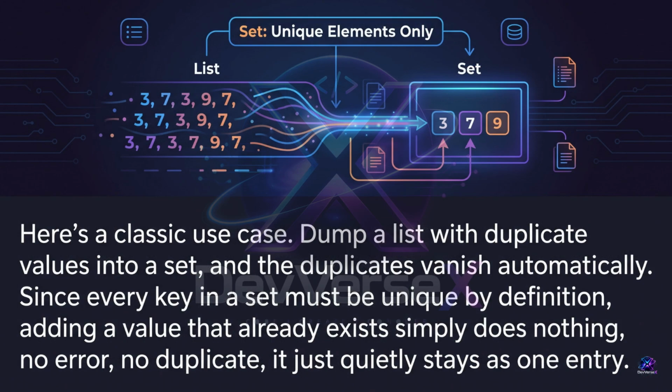Here's a classic use case. Dump a list with duplicate values into a set, and the duplicates vanish automatically. Since every key in a set must be unique by definition, adding a value that already exists simply does nothing. No error, no duplicate. It just quietly stays as one entry.